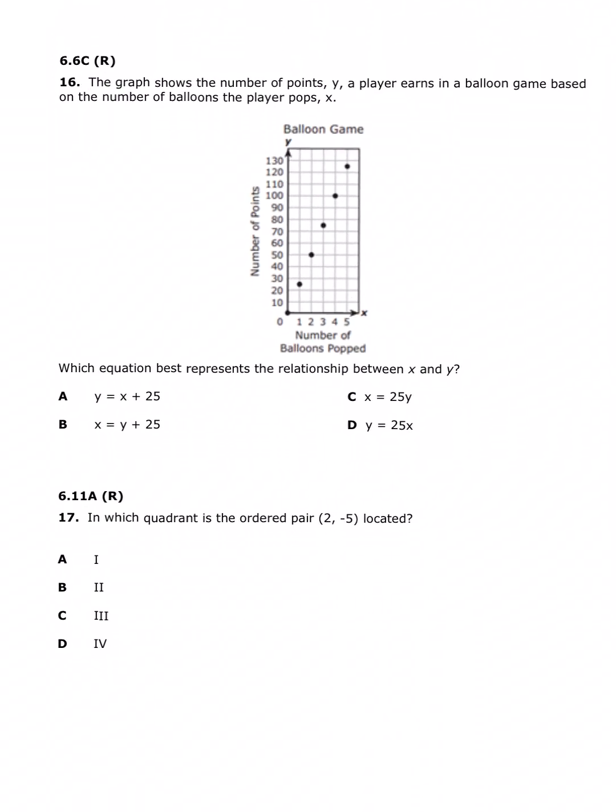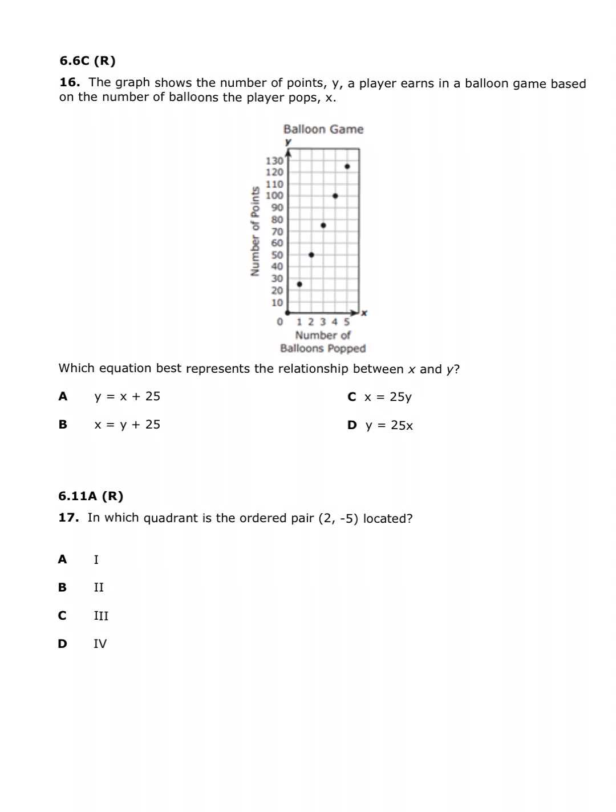Number 16. The graph shows the number of points y a player earns in a balloon game based on the number of balloons the player pops, x. Balloon game, number of points, number of balloons popped. Which equation best represents the relationship between x and y? A, y equals x plus 25. B, x equals y plus 25. C, x equals 25y. D, y equals 25x.